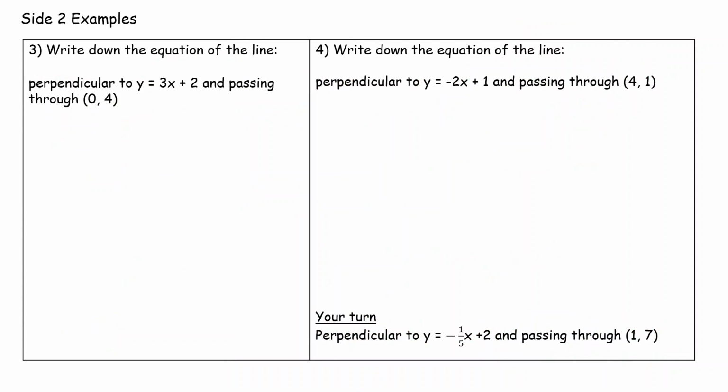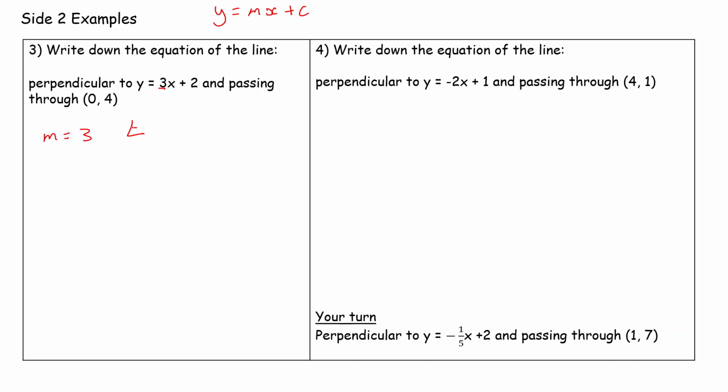Okay, slide 2. So a couple more questions and then you can try a your turn at the end. We've got: write down the equation of a line that is perpendicular to y equals 3x plus 2 and passing through the coordinate (0, 4). Well, again, what is the gradient of this line here? Again, equation of a line, y is equal to mx plus c. The gradient of this line, m, is equal to that 3 value, so 3.